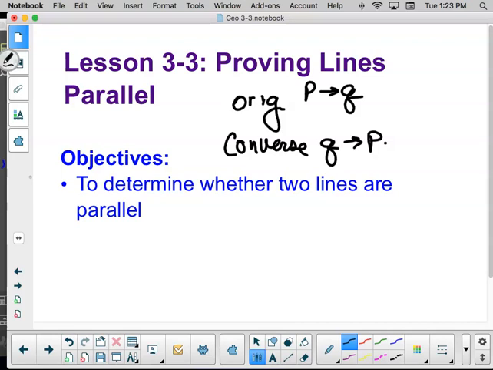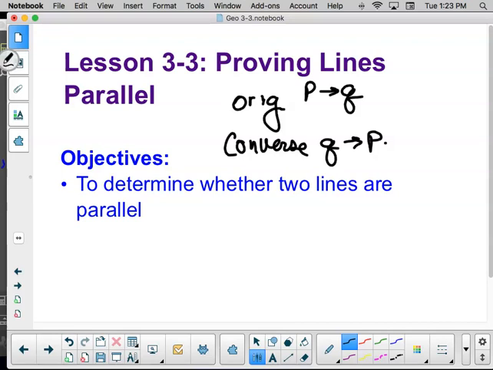Yesterday you learned when you have parallel lines crossed by a transversal, then the alternate interior, alternate exterior, and corresponding angles are congruent. Yesterday you learned that if you have parallel lines cut by a transversal, the same side interior angles are supplementary. The difference today is we're doing the converse.